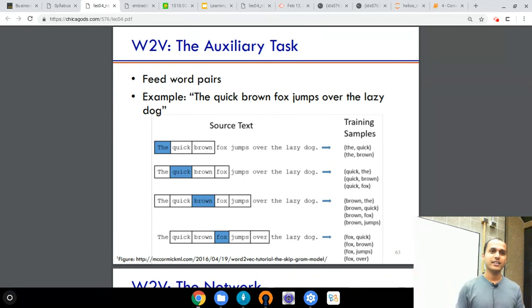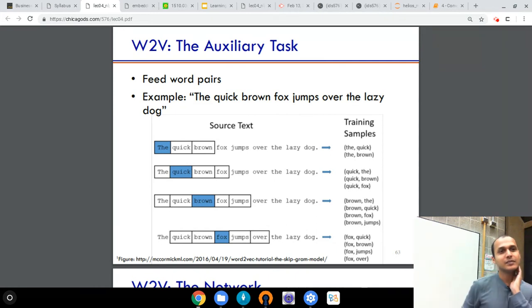So for the score for quick to be highest, either the input has to be the, or the input has to be brown, or the input has to be fox. You can just see which words are trying to predict quick, right? So for all these three words, the quick score has to be highest. So these words appear in a similar context. That's the hand wavy argument here.